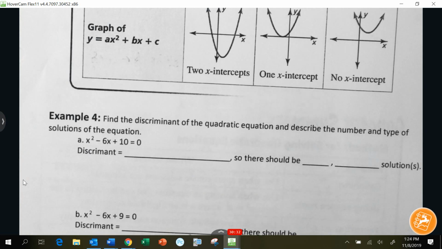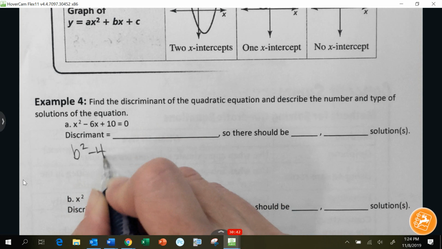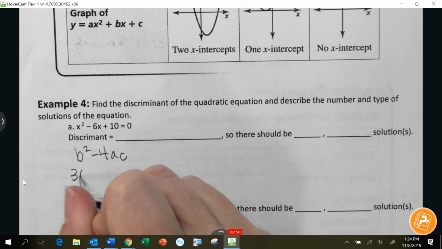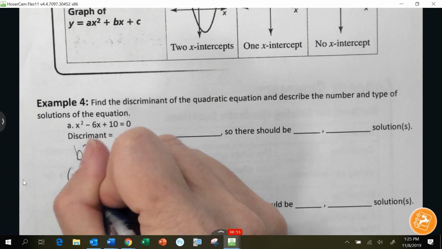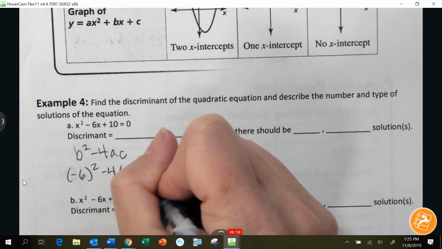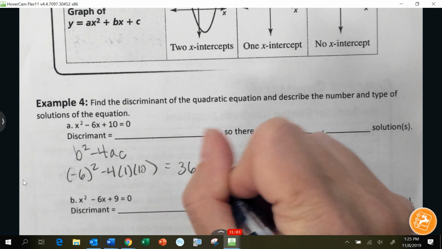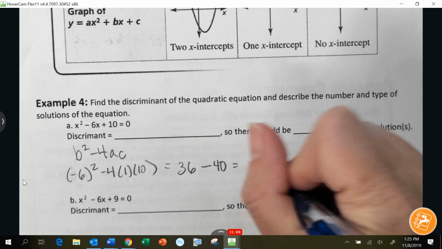So for these examples, we're just going to find the discriminant and then say what kind of solutions we'll have. We're just going to do b squared minus 4ac. Do you notice how there's no square root involved? Just b squared minus 4ac. So I'm going to have negative 6 squared minus 4 times 1 times 10. That gives me 36 minus 40, which is negative 4.